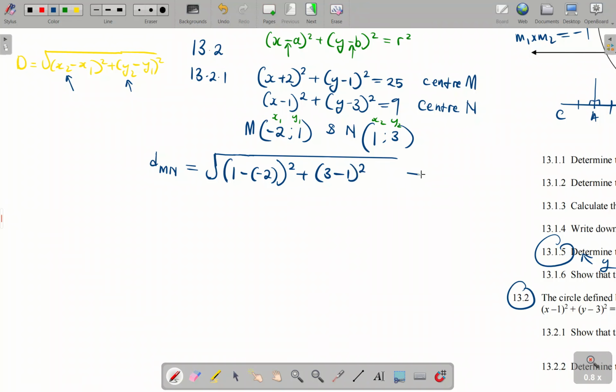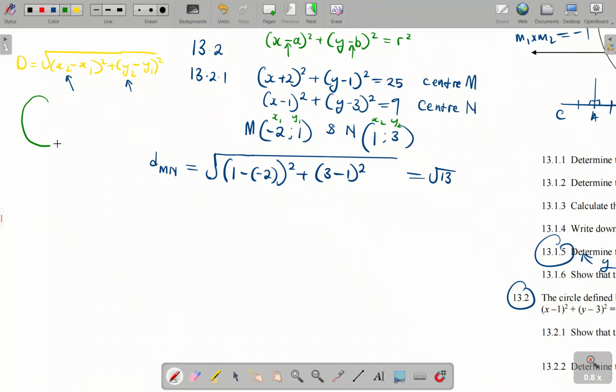So now let me take out my calculator and see what I have. So 1 minus 2, squared, plus 3 minus 1, and then squared, all under the square root. So I have the square root of 13 there, which is approximately 3.61, but you don't need that. It's fine like this, no? So you have the distance between their centers.